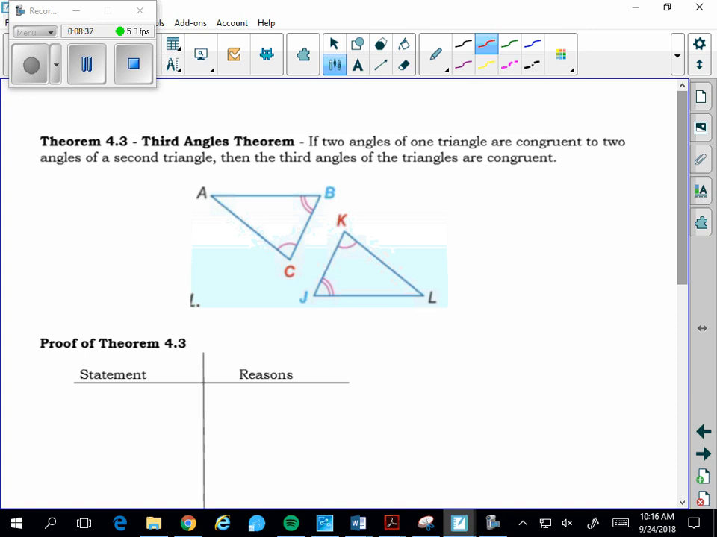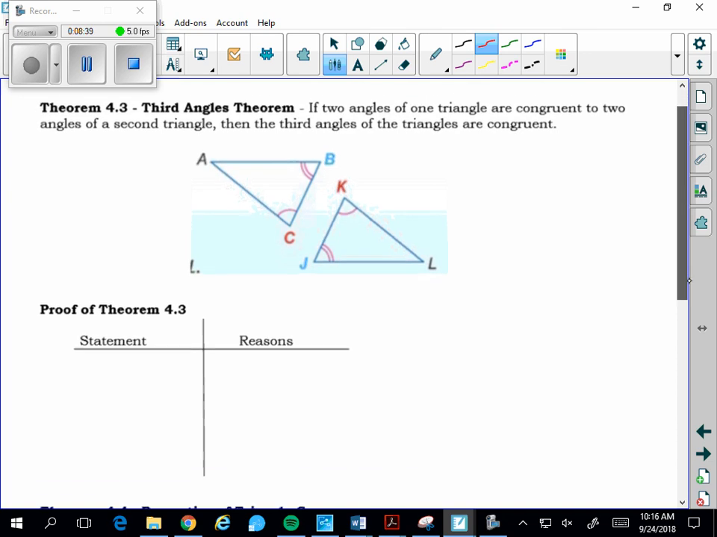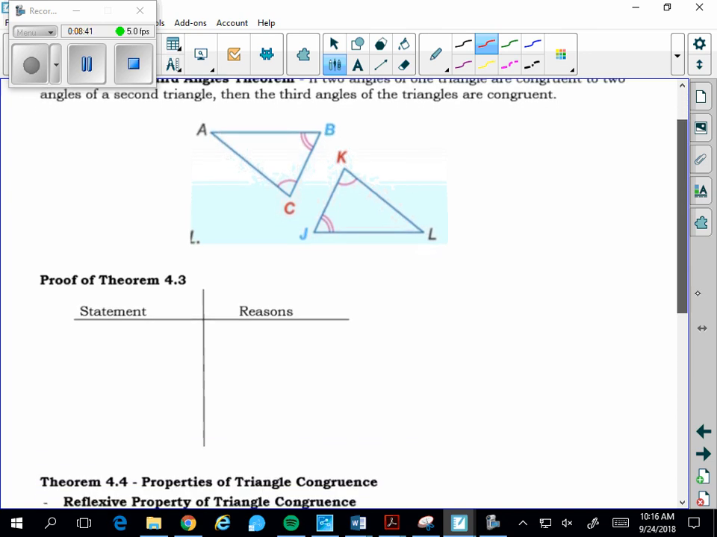So, logically that makes sense, because we know that all triangles add up to 180 degrees, so if we've got two angles equal in two different triangles, it's a pretty good bet that the third one is equal as well.